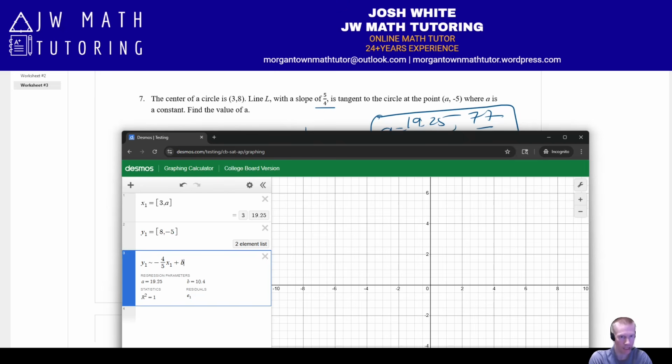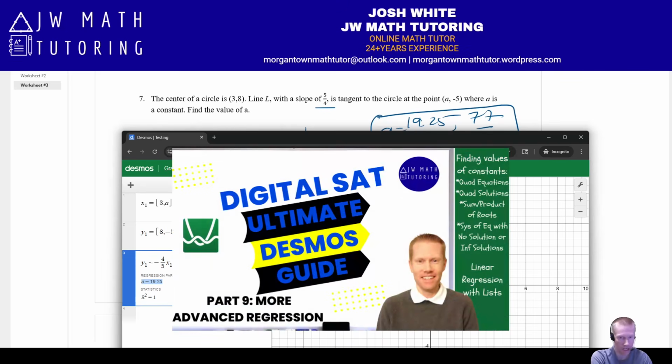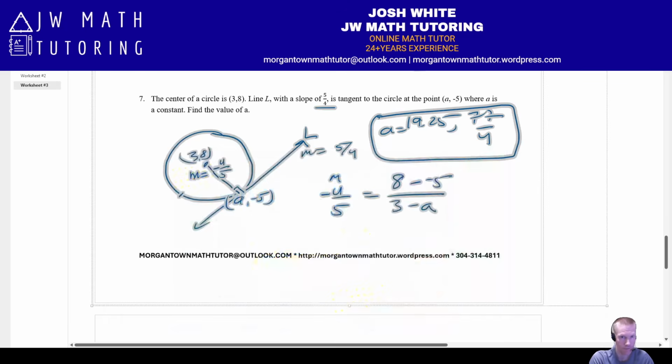But if you enter them in a list like this, then obviously it'll find the value of b, the y-intercept, but we don't care about that. But it will also, notice down here, find the value of a as well. So you have to enter them in separate lists, all the x coordinates in one list, all the y coordinates in another list. And if you want more information about that, check out my ultimate Desmos guide to digital SAT math. I will put a thumbnail on the screen showing you which specific part of the playlist this topic is covered in.